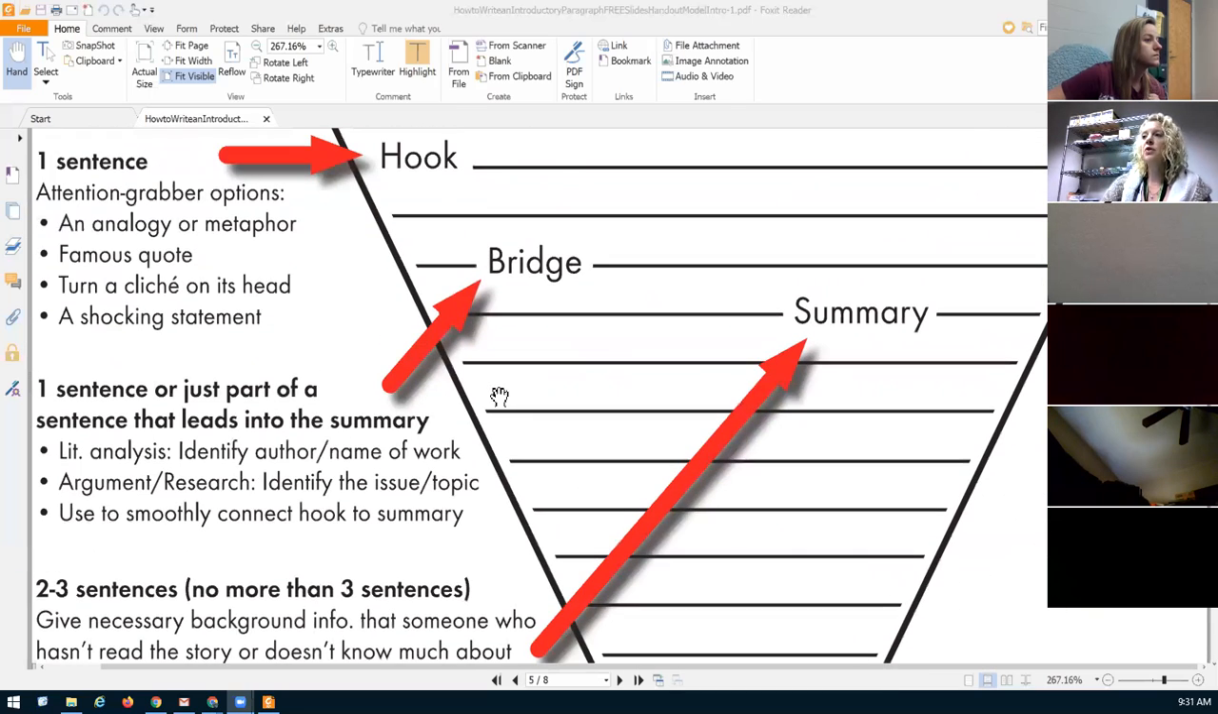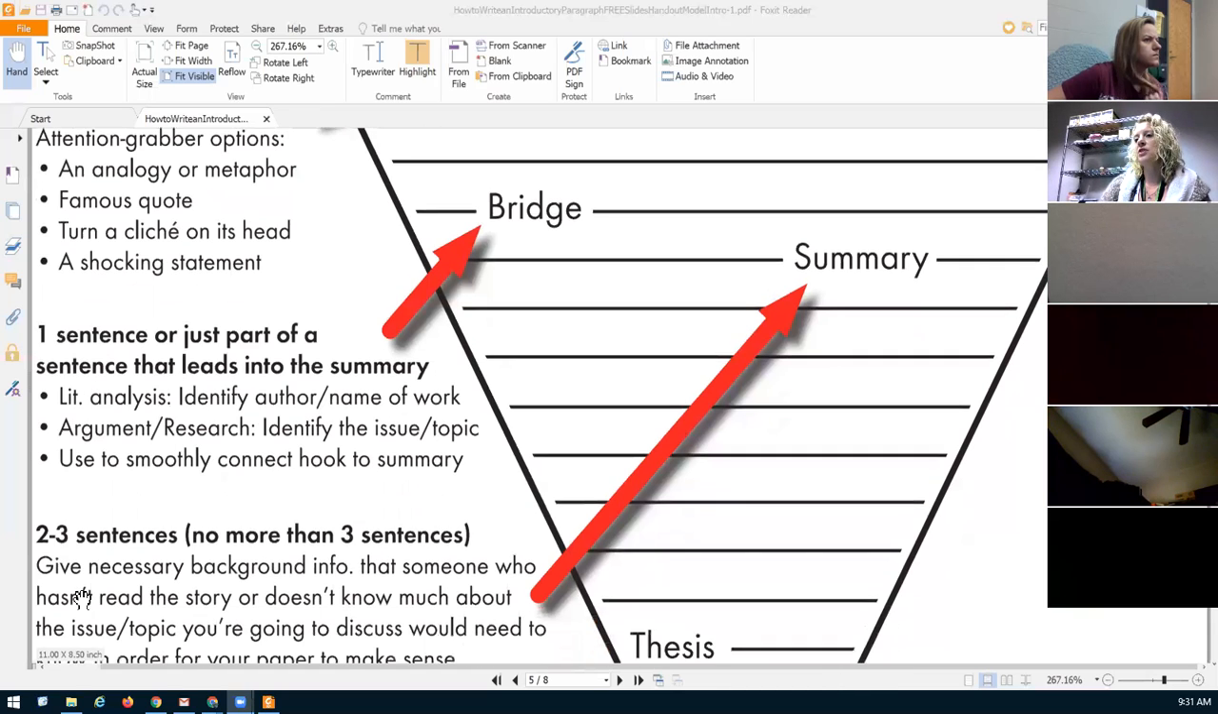Okay, so again, if you'll notice, the hook and the bridge are both one sentence. Both one sentence. Does everyone notice that? One sentence. Now, the summary is 2 to 3 sentences, no more than 3 sentences. Don't give me a one-sentence summary.